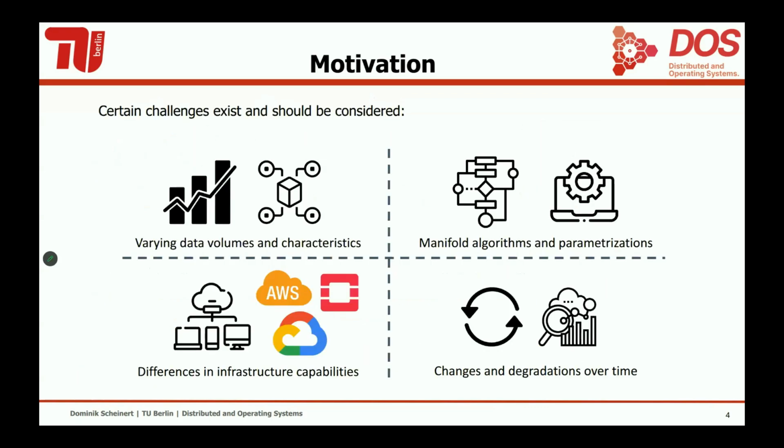So generally, we have to, of course, be aware of certain challenges that exist and that have to be considered. On the one hand, we might have changing data volumes and characteristics, so distributions in the data that needs to be processed. And this, of course, also can impact how long a particular job is running, how much resources are needed. Then, of course, the individual workloads can have different parameterizations. They can also use different algorithm implementations. And this, of course, can also impact performance and, for instance, runtime.